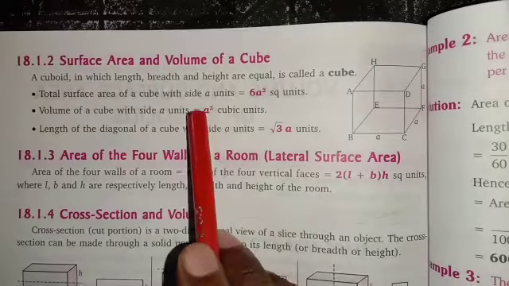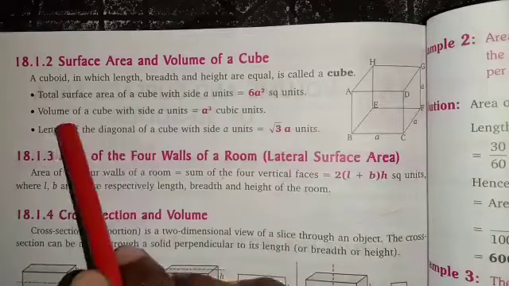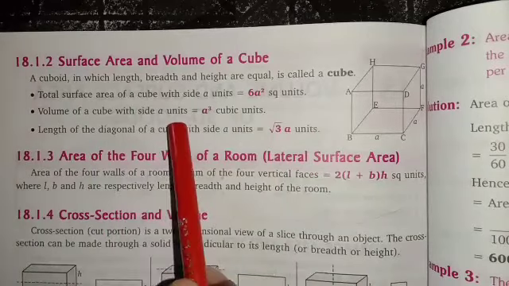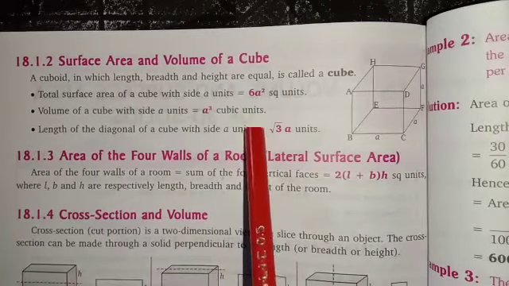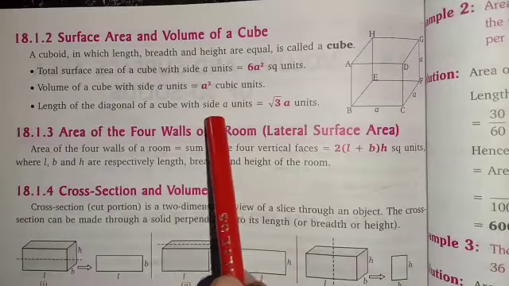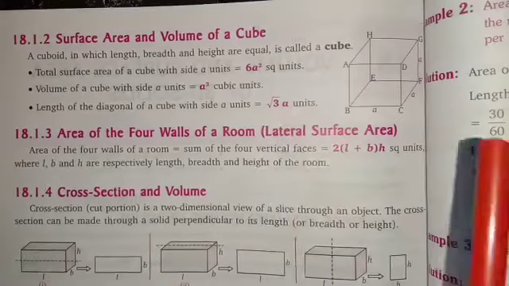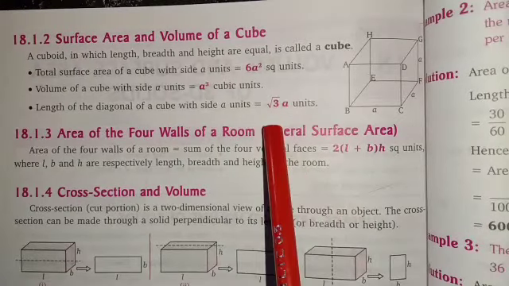Total surface area of a cube with side A unit will be 6A square unit, and volume of a cube with side A unit is equal to A cube cubic unit. Next, length of the diagonal of a cube with side A unit is equal to root 3 into side, root 3A unit. This is all about the surface area and volume of a cube where length, breadth, height are equal to each other.